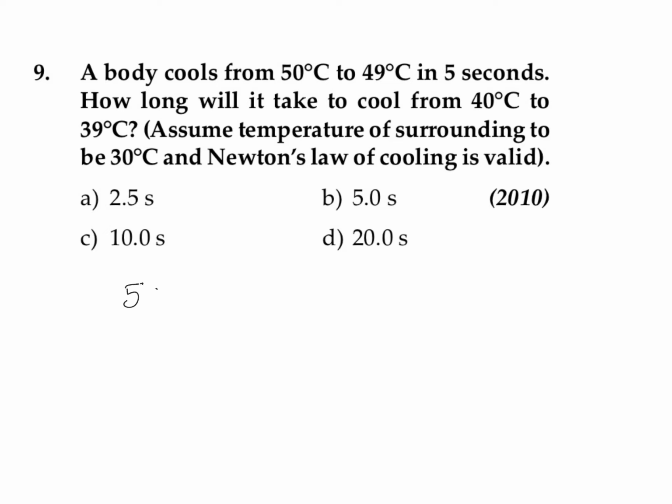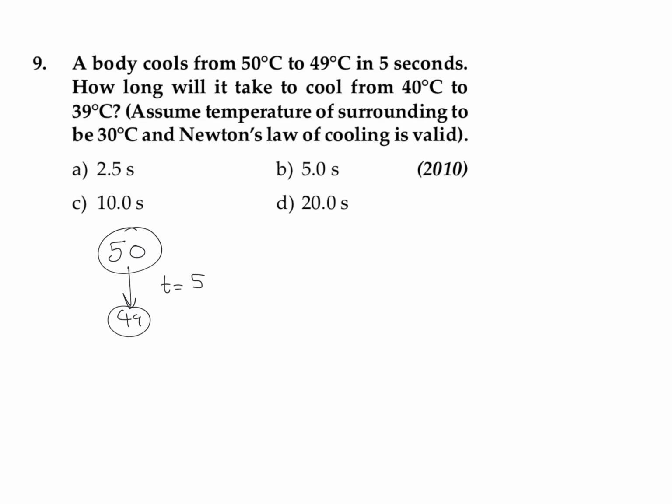So in the first situation, it is given that the temperature changes from 50 degrees Celsius to 49 degrees Celsius and the value of time is given as 5 seconds. And our aim is to find out how long it will take to cool from 40 degrees Celsius to 39 degrees Celsius. And the temperature of the surroundings is given as 30.